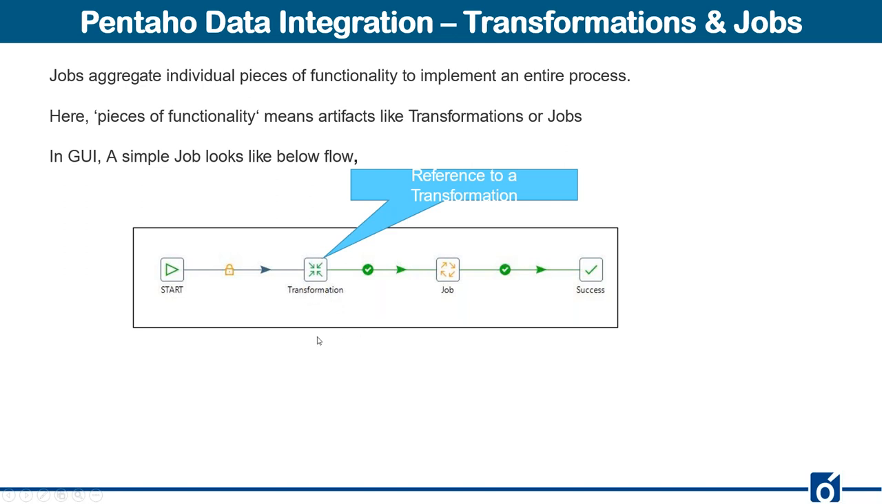You will find one square which is titled as a transformation. It contains the reference of one transformation. The second one, a job, contains a reference to another job. And once both the steps get executed, you will be forwarded to success. And if something fails, then it throws an error. But that error can also be taken care of the way we are handling it in Java.